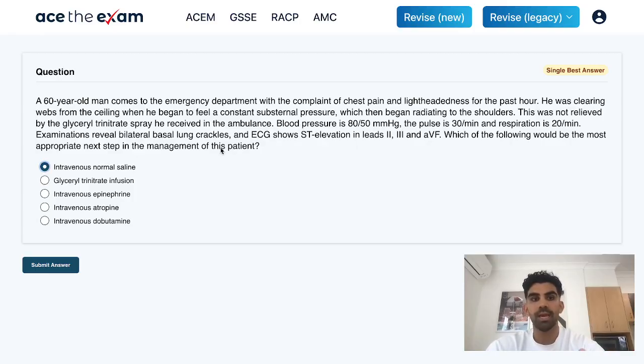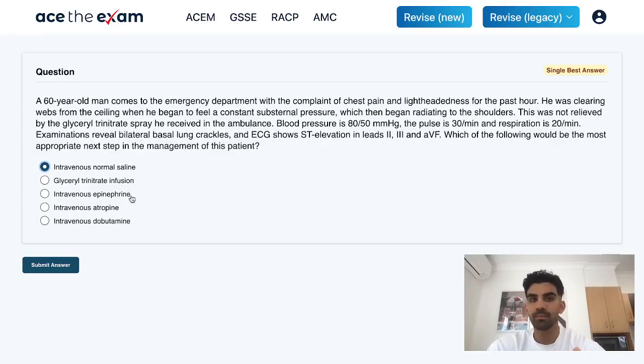So let's go through the answer options here. We have intravenous normal saline. This is incorrect because fluids will increase preload, but they do not fix the heart rate. The main problem here is the heart rate. This patient already has pulmonary edema, so fluids may even worsen lung congestion without improving the cardiac output. So that's incorrect. A GTN infusion is also incorrect because, as we just said, GTN further reduces preload and blood pressure. This patient's already hypotensive, so this could worsen the cardiogenic shock.